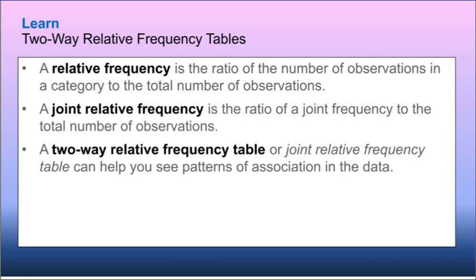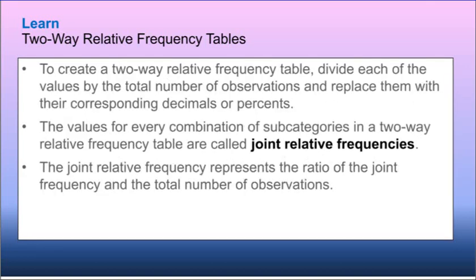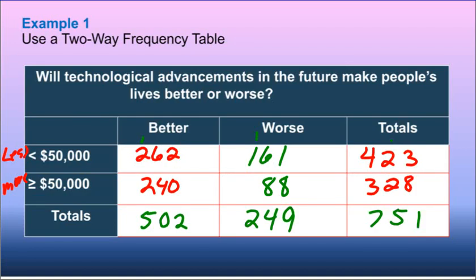A two-way relative frequency table or a joint relative frequency table can help you see patterns or association in the data. So to create a two-way relative frequency table, divide each of the values by the total number of observations and replace them with their corresponding decimals or percents. What does that say? If I go back to one of these two-way frequency tables, they're saying to find the less than 50,000 better, we would need to divide this by the total of those people who had less than $50,000. So this would be over 423. And this would also be over 423. Now then this row would be all over 328.